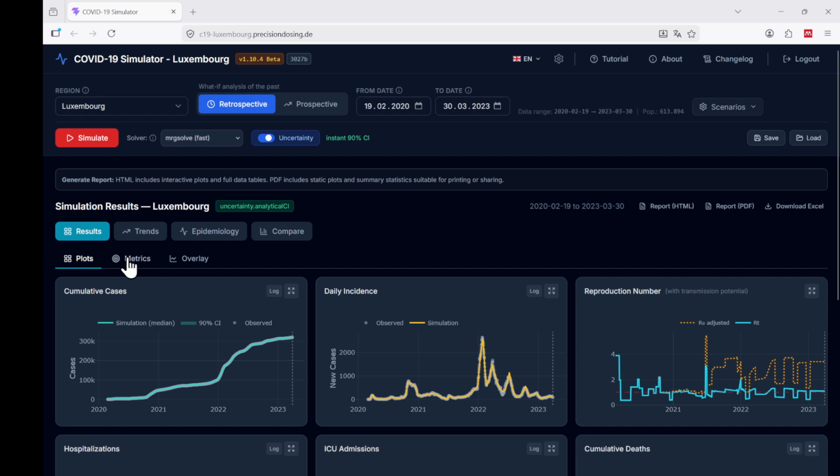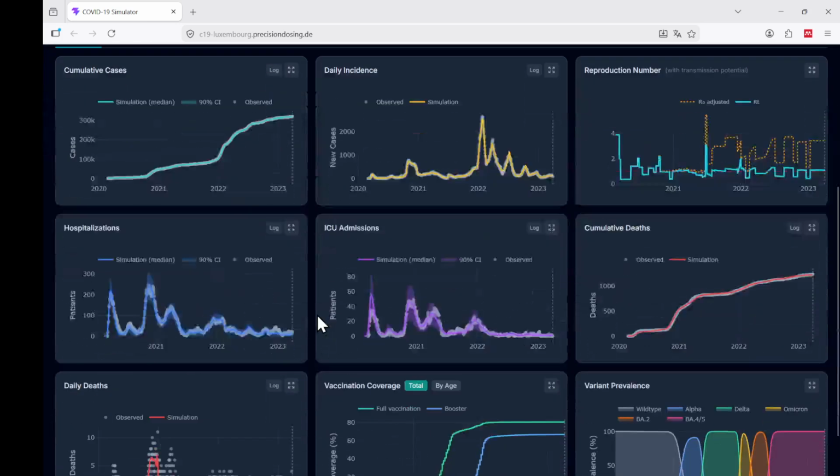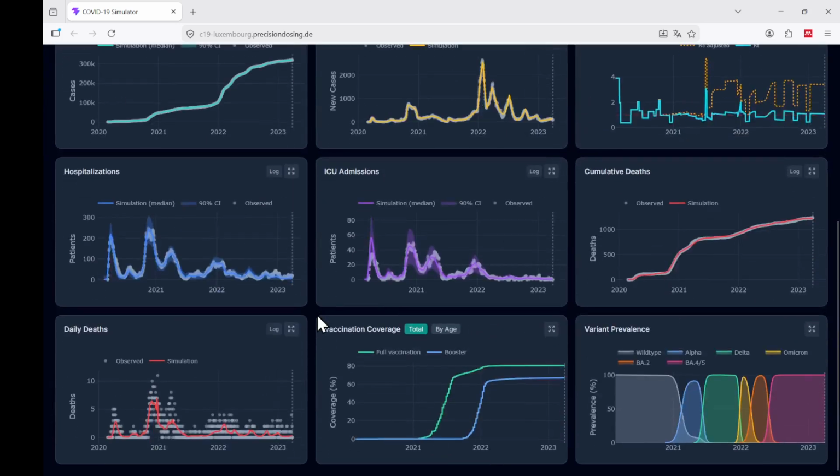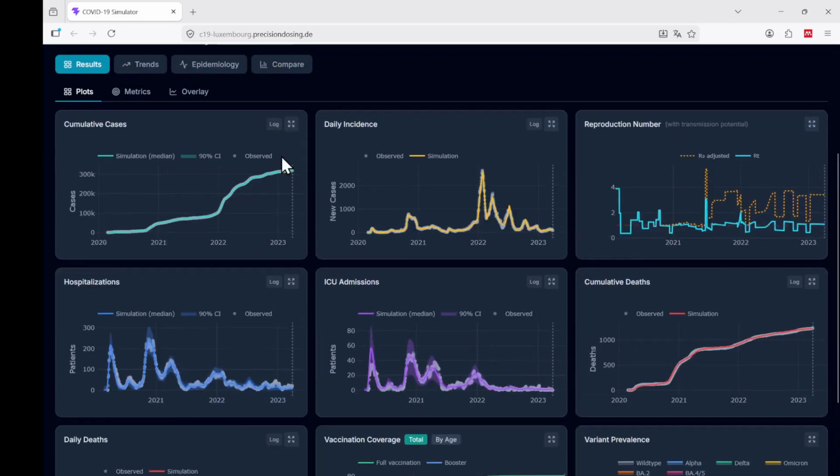In section results, subsection plots, there are the trajectories of the epidemiological data and influential variables over time. Observed data is depicted as points, model simulations as lines, and confidence intervals as shaded areas. Switch between linear or logarithmic Y-scale by pressing log.